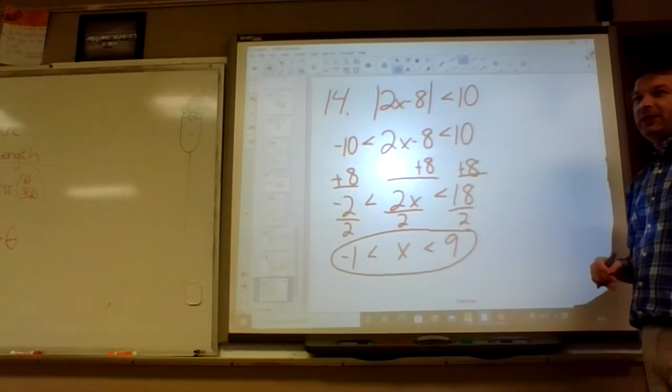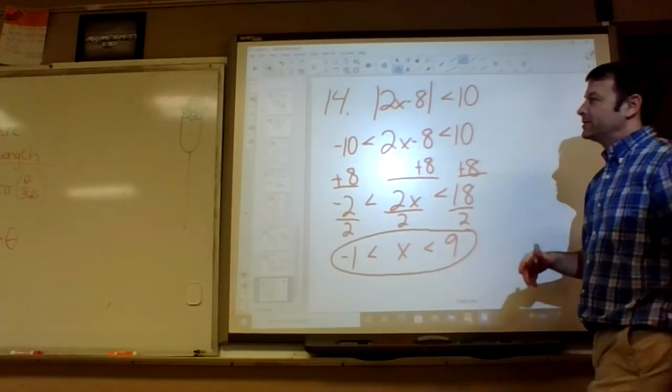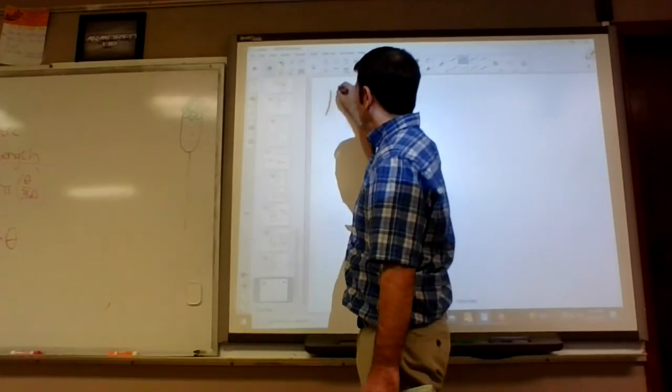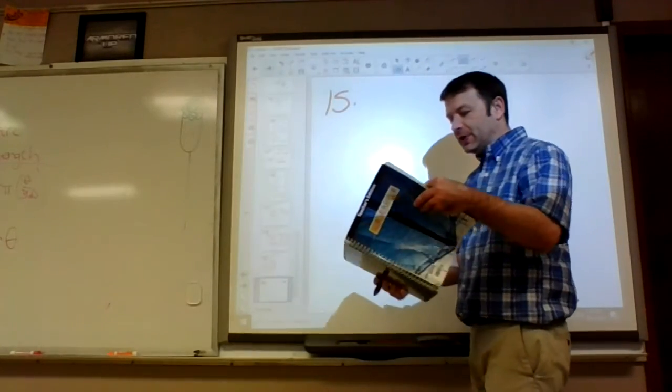Okay, so we got one of your evens done. That gets down 9 evens. Okay. Let's go back to the odds, number 15.